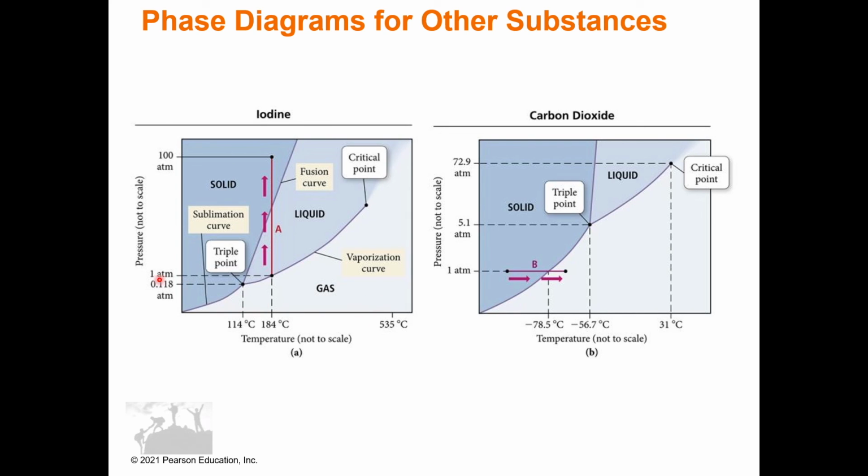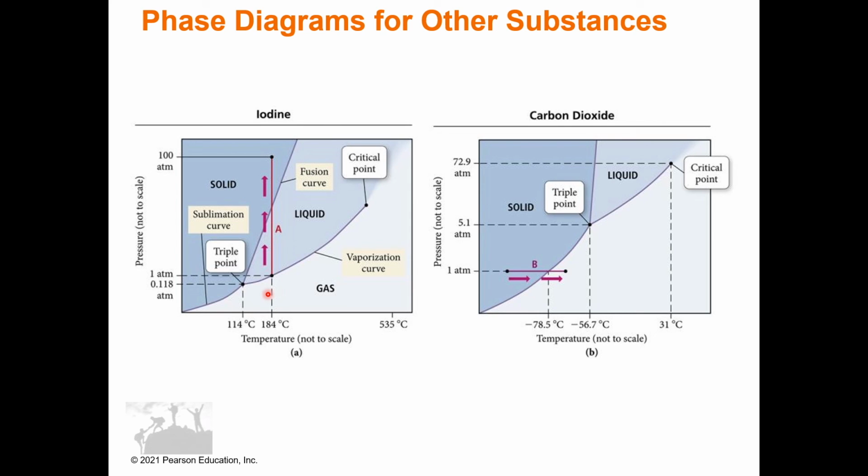Okay, you could see that both axes in both diagrams are not to scale. So taking a look at the one with iodine, we could see 0.118 atm pointed out. Then going up a little bit, we have 1 atm. And then all of a sudden we have 100 atm. Okay, so be very careful when you're reading a phase diagram.